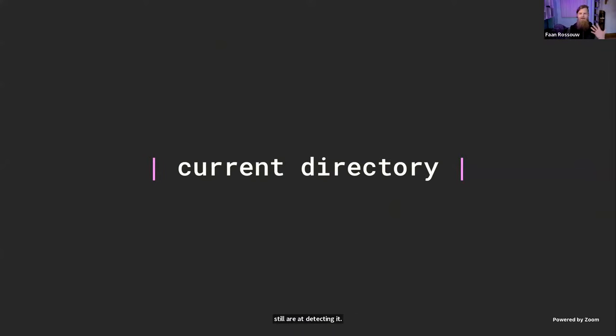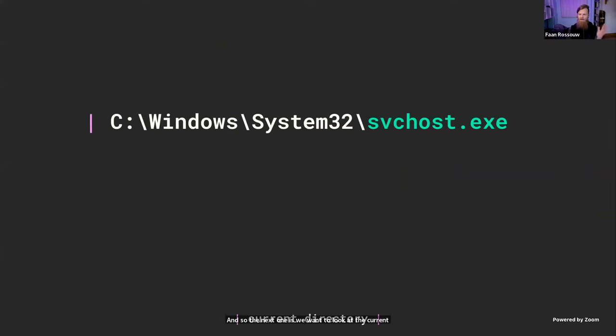And so the next one is we want to look at the current directory. In the same vein as before, there's no absolute directory that indicates to us something is bad. There's not a C:\Windows\evil. Rather, we again have to interpret the relationship between a process and its directory. And so here we see obviously a legitimate process called svchost, and that is the directory we would expect to see it running from.